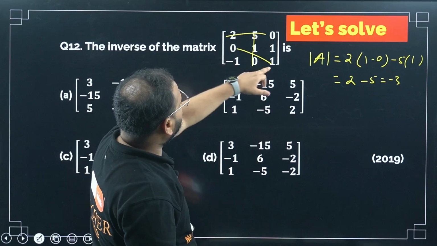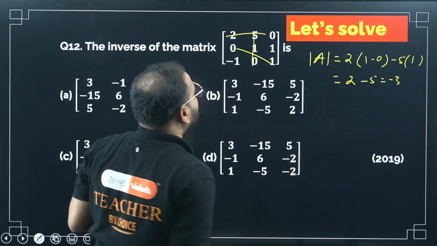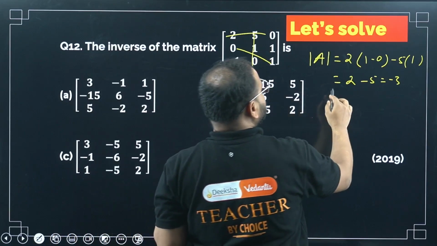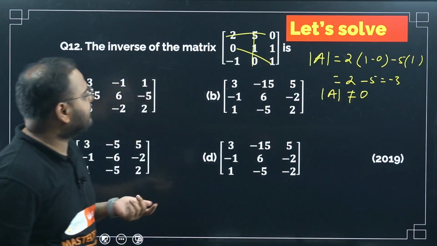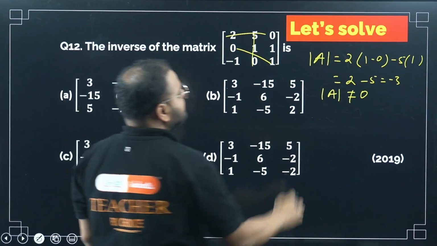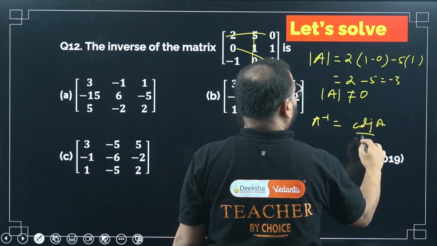Have I made any mistake? 1 minus 0, so 2 minus 1. For minus 5 it is correct. For 0 it is going to be 0 only. So the determinant is not equal to 0, so it is non-singular. Now find the inverse. How will you find the inverse? Adjoint A upon determinant of A.